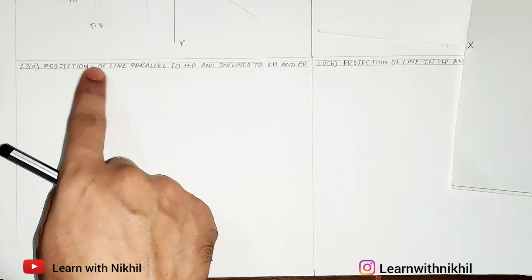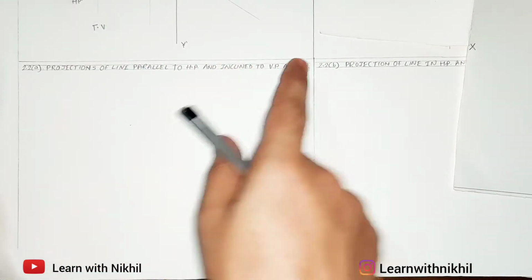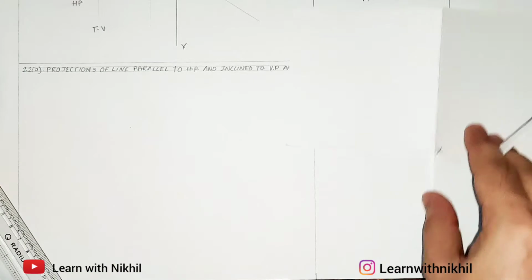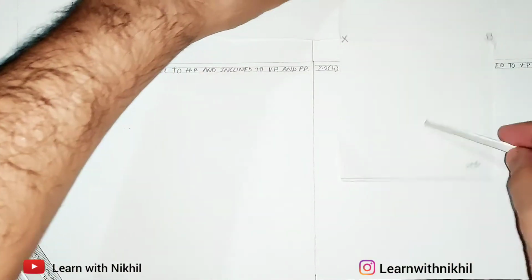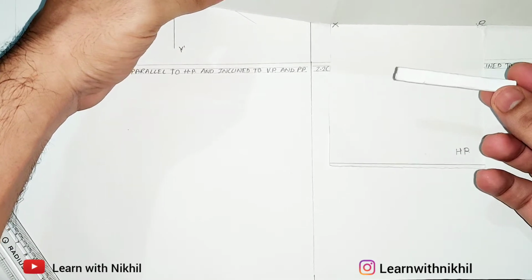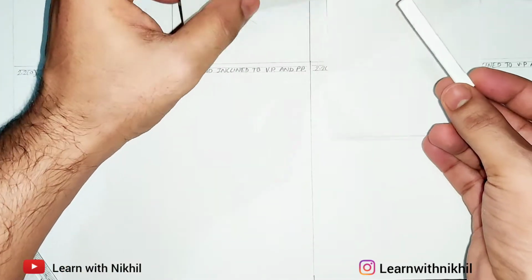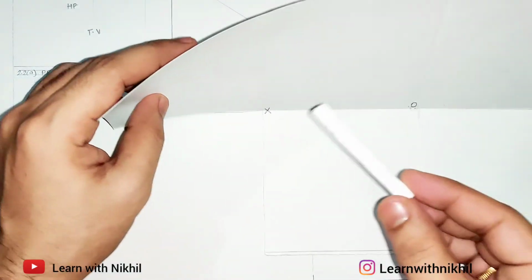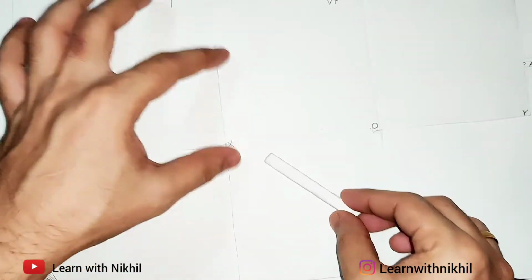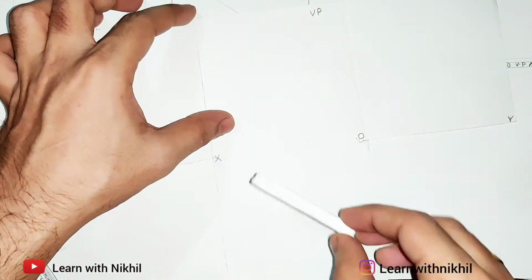Next is the projection of line is parallel to horizontal plane and inclined to VP and PP. So for explanation I have again taken the quadrant. So this is a line. It is parallel to horizontal plane. So line will be like this. It is parallel to the horizontal plane and then inclined to vertical plane and profile plane. So line will be like this.